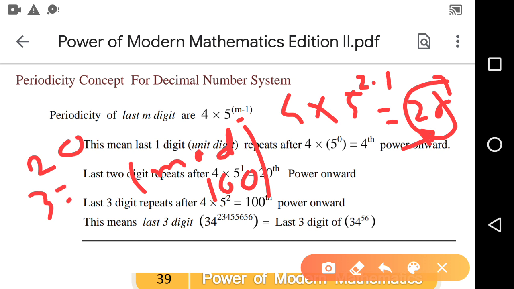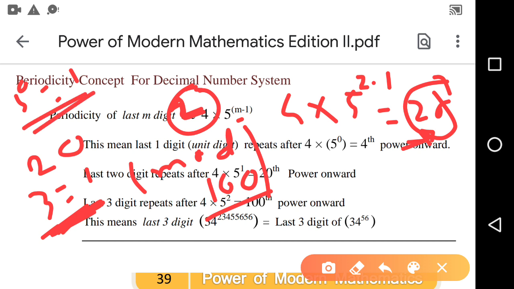now this is nothing but 1, because 3 and 100 are co-prime to each other. The last two digits start repeating after the 20th power onward. So 3 raised to 0 is 1, and after the 20th power onward it again comes as 1. The cycle gets repeated. 3 raised to 1 is 3, so 3 raised to 21 is 3. In this manner the cycle gets repeated, friends.